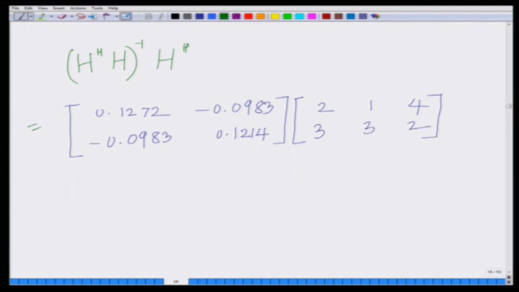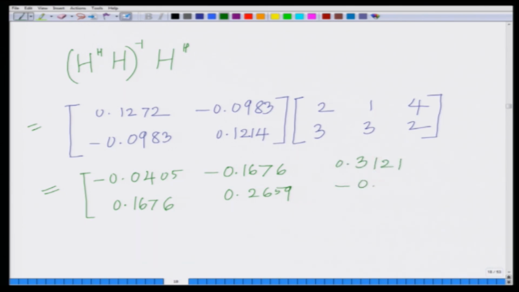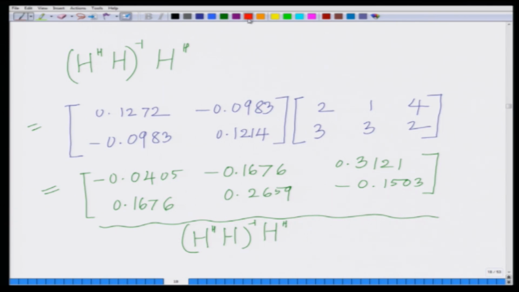which is equal to minus 0.0405, 0.1676, minus 0.1676, 0.2659, 0.3121, minus 0.1503, and therefore, this is basically my matrix H Hermitian H inverse H Hermitian, or this is also the pseudo inverse of H. So, what we have calculated now is basically the matrix H Hermitian H inverse H Hermitian, which is also the pseudo inverse of this matrix H.